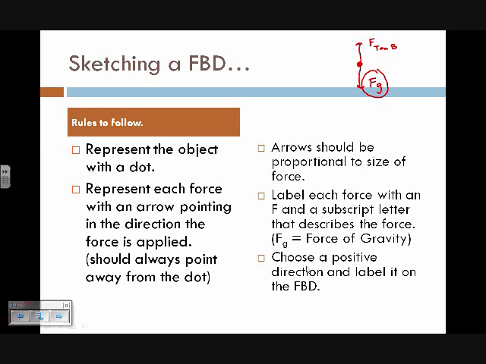You're also going to choose a positive direction and label it on the free body diagram. So for us, like I said, we're going to use up and to the right as positive directions. So we would just write, y is positive up here. Okay, so we'd write that up there. So we know that if we're going up, that's a positive value for a force, and down would be negative. Okay, so those are some of the main directions for that.